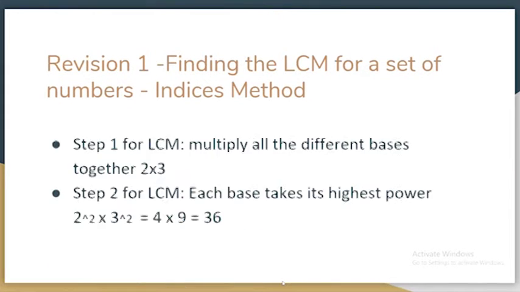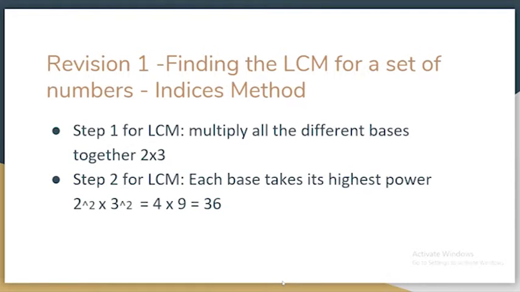Okay, the rule here is, first we multiply all the different bases together. Remember, we need all the different bases. So the different bases are the 2 and 3, and we multiply them together. Now the second step, it's a multiple, so we are going big.